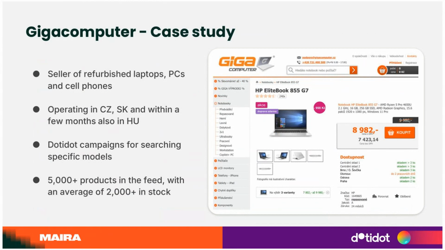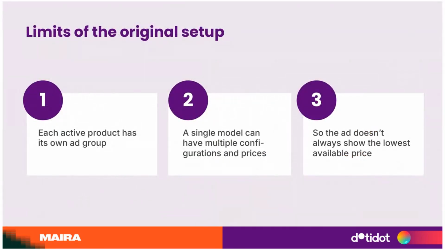They use Dotidot campaigns to help customers find specific product models they are looking for, which is over 5,000 products in their feed, with an average of about 2,000 products in stock at any given time. Before I started managing this client, there was still the old campaign setup from the original PPCB, which was the Czech version before it became Dotidot. What was the problem with it? There were three main issues.